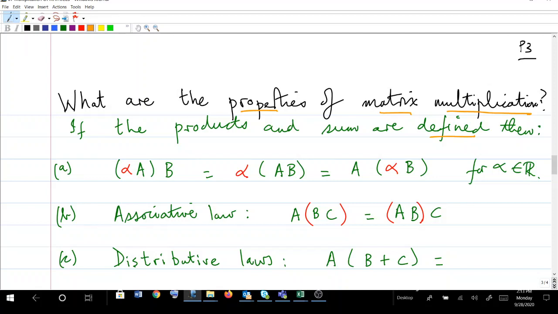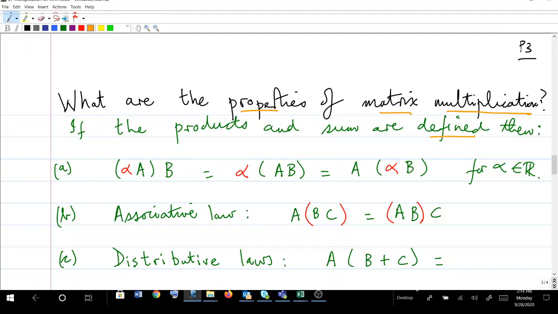That's what the first property tells us. Alpha multiplied by matrix A is then multiplied by the matrix B. It's the same as removing that scalar and multiplying the two matrices A and B and then multiplying by the scalar. Or you could leave the first matrix as it is and multiply the second matrix by the scalar alpha and then do the multiplication. It doesn't matter.